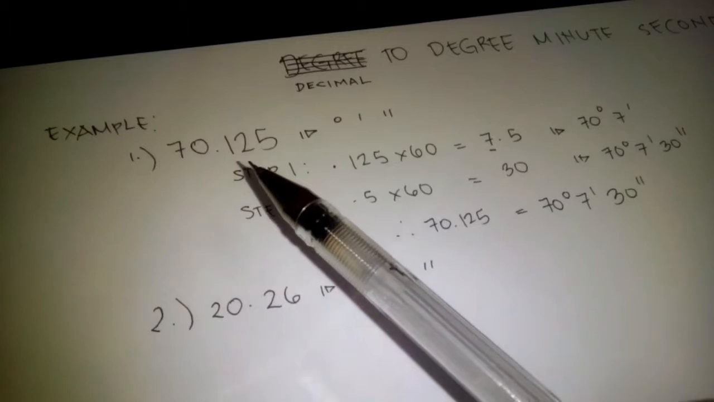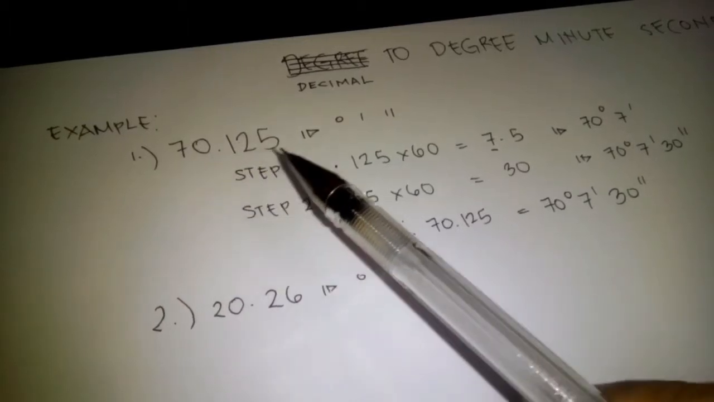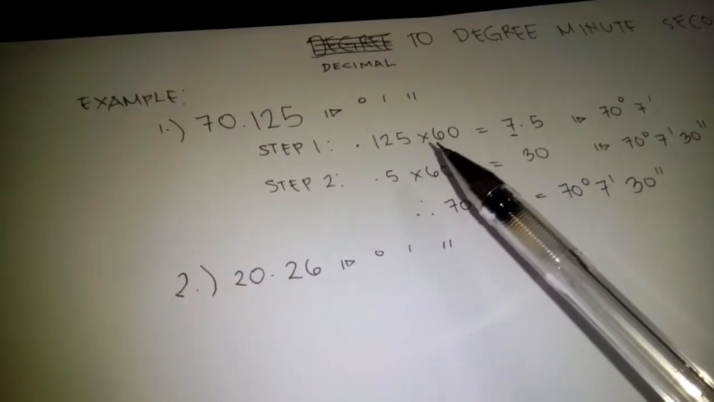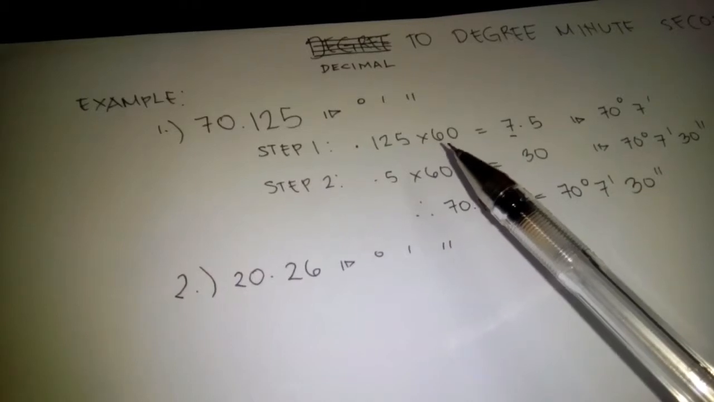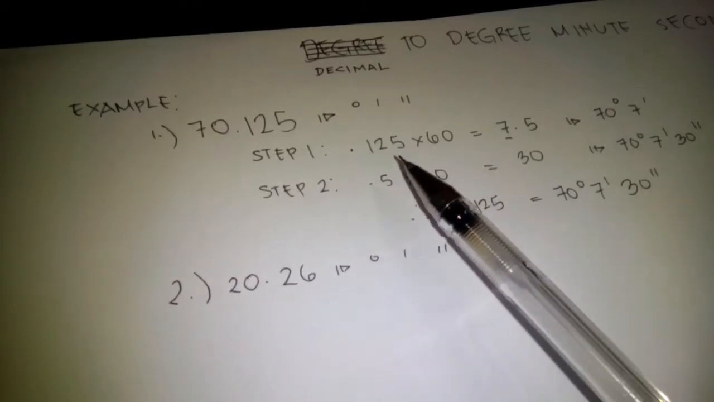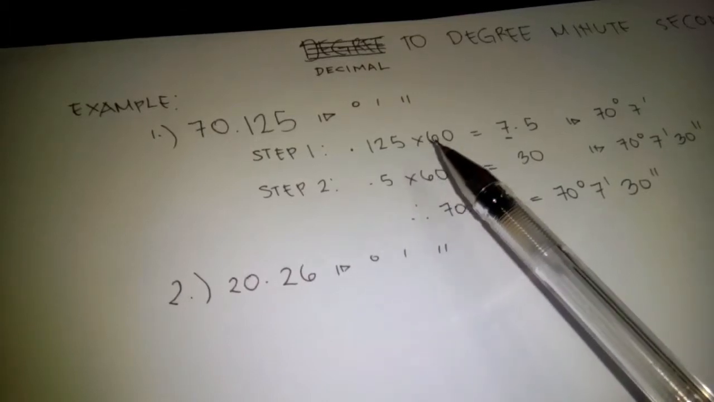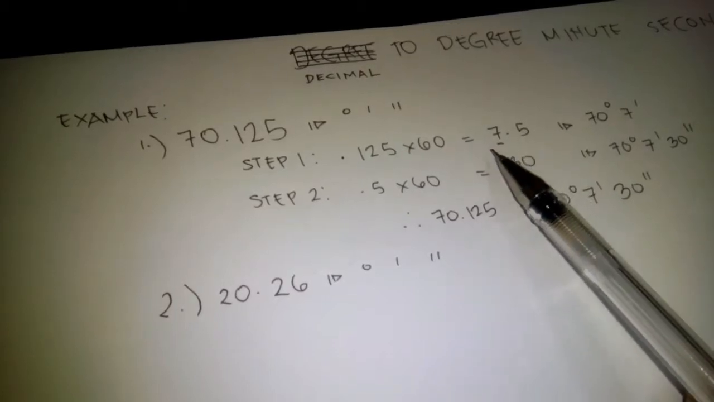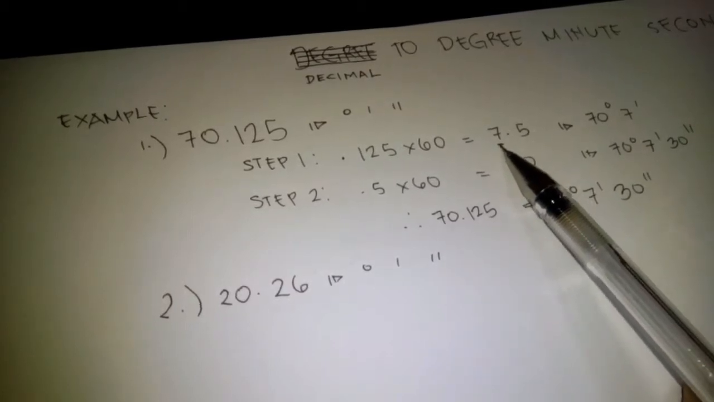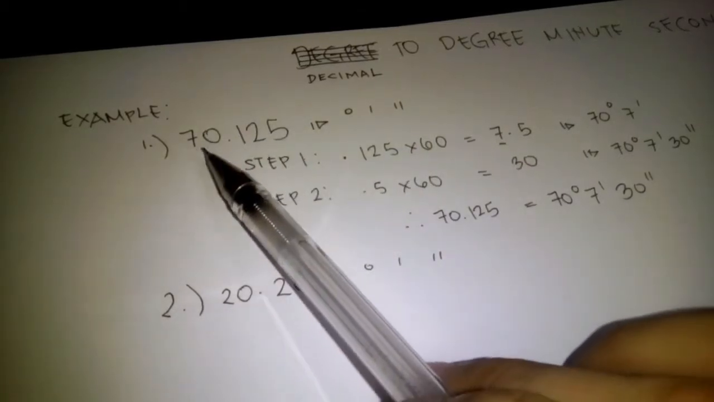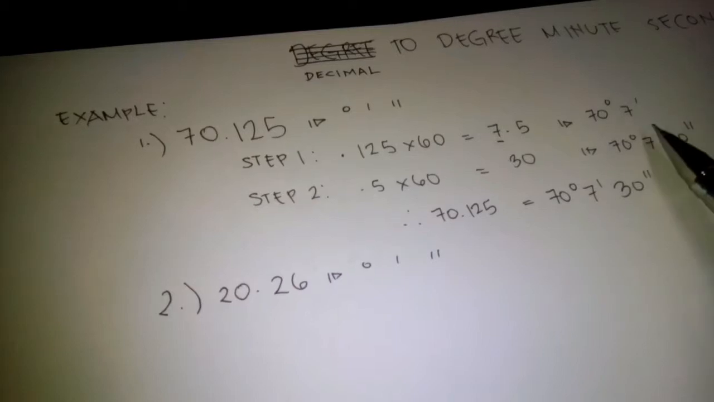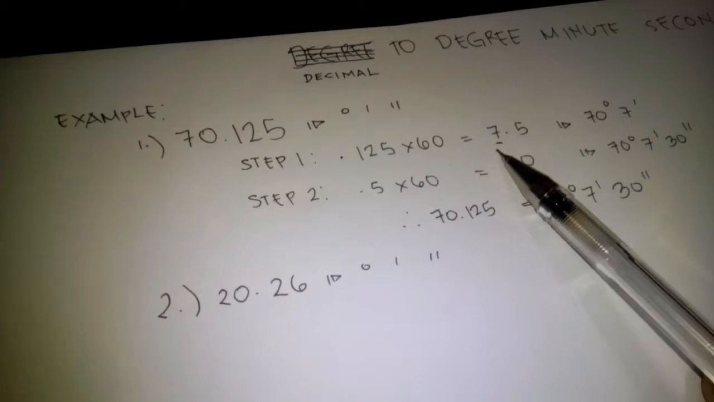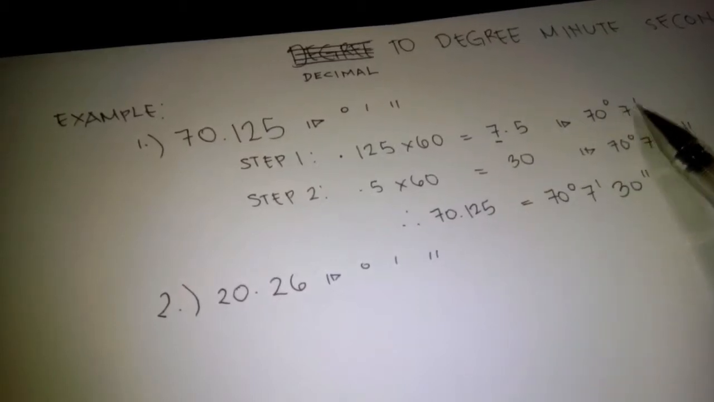So our first step is to copy the decimal part, which is 125 thousandths. Then we should multiply it by 60 to get minutes. So 125 thousandths multiplied by 60 will be 7 and 5 tenths. So we only need to copy the whole number. This will be our degree, 70 degrees, and we copy this whole number to be our minutes, 70 degrees and 7 minutes.